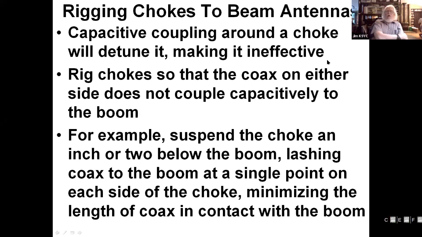Okay, when you're going to rig chokes to directional antennas with a boom, capacitive coupling around the choke will detune it, making it ineffective. So you want to rig the chokes so that the coax on either side does not couple capacitively to the boom. For example, suspend the choke an inch or two below the boom, lashing the coax to the boom at a single point on each side of the choke for mechanical strength, but minimizing the length of coax in contact with the boom.